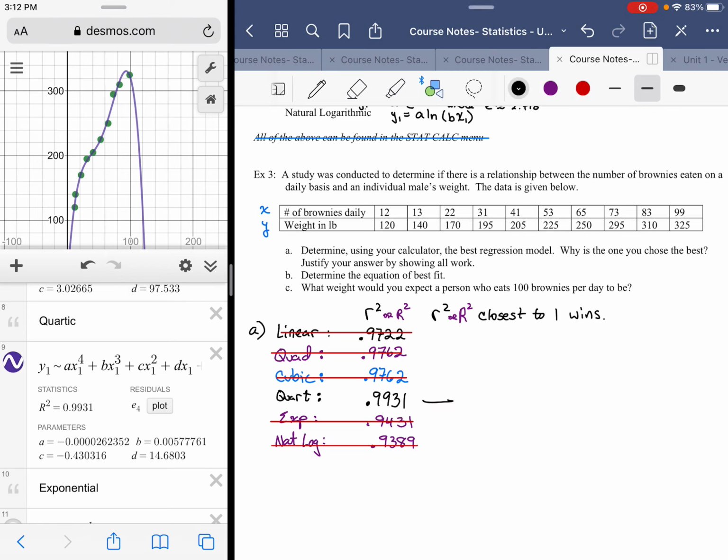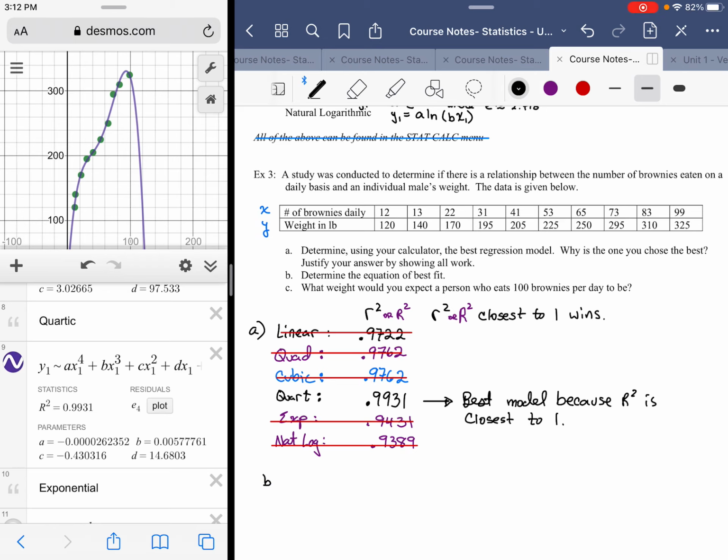Y1. Now, it is a true joy to write this equation down. So this one is the best model because, oh, why do I even try to write in cursive anymore? Because r squared is closest to 1. All right, showed all our work, that's good enough.